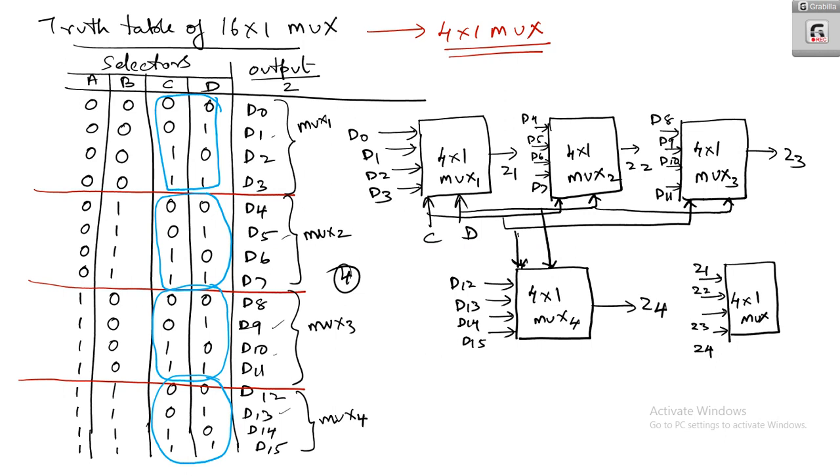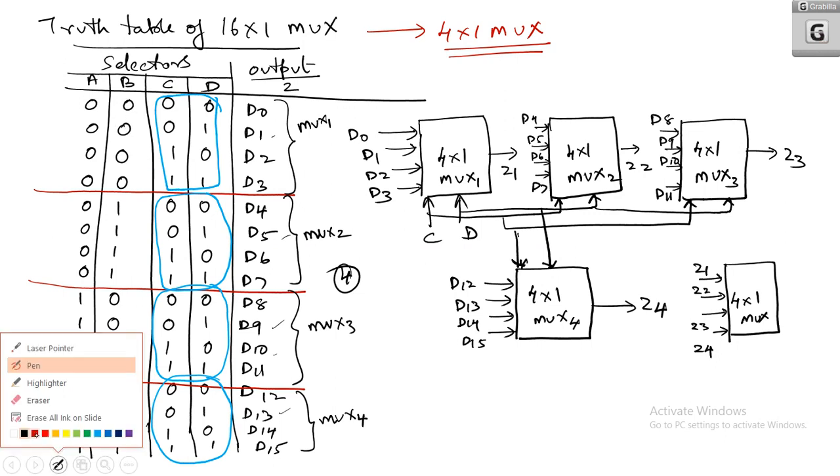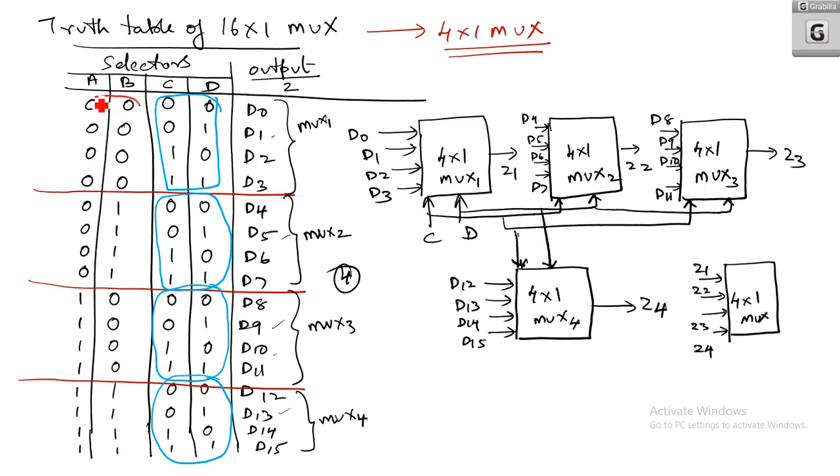of this mux 1, mux 2, mux 3 and mux 4. There, what are the selectors? The selectors become A and B. There the selectors are A and B, like this. Okay. So if A is equal to 0, B is equal to 0, what happens? The output of mux number 1 will be selected. What is it? That is Z1.